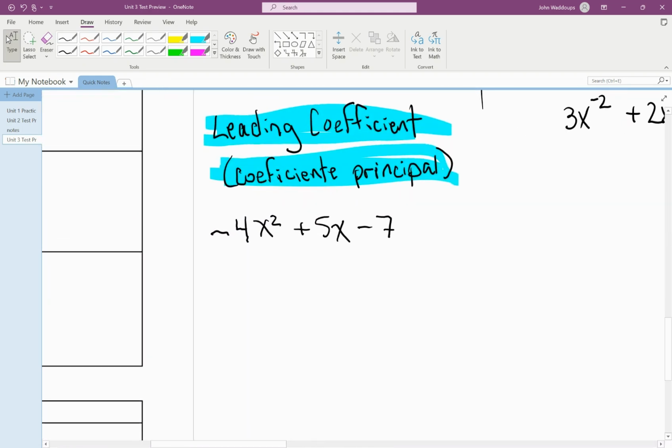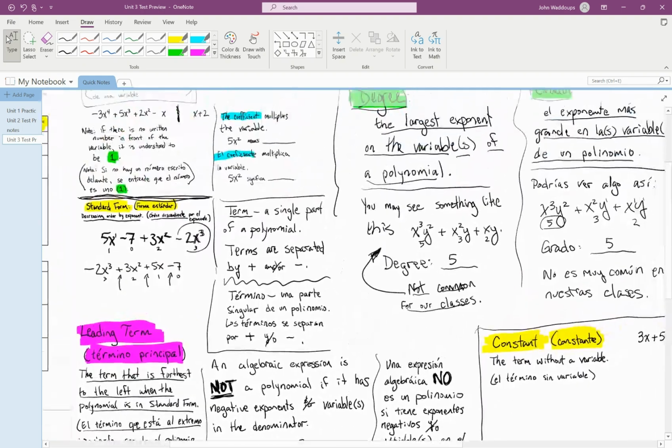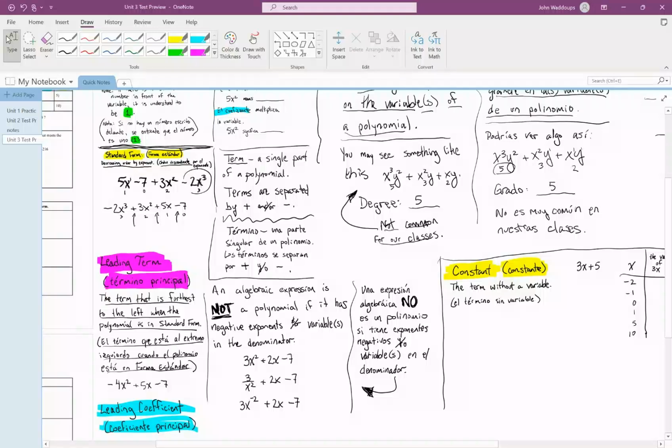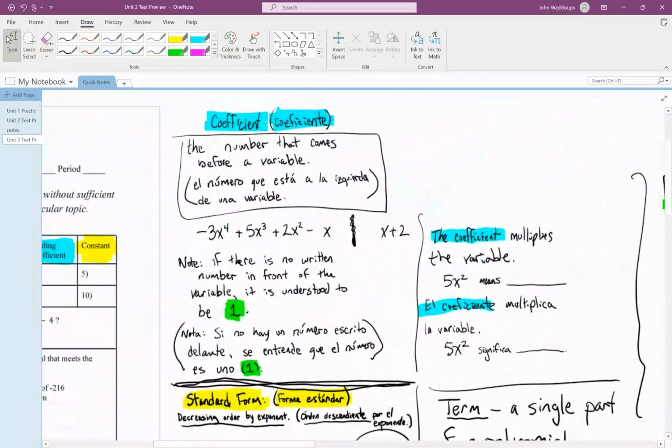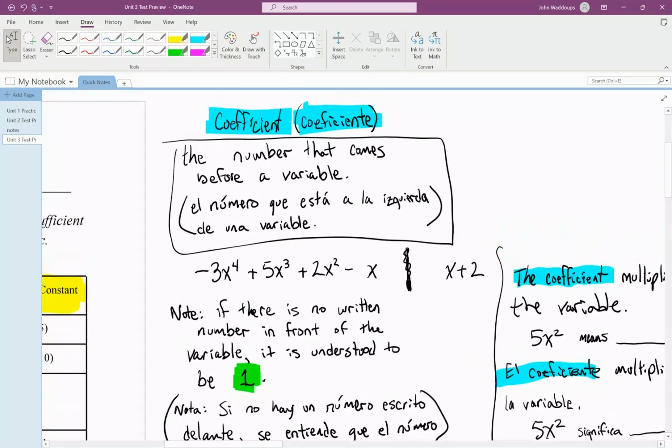So the leading coefficient, or el coeficiente principal, is just the first coefficient. Now the coefficient, we need to understand what's coefficient. The coefficient is the number that comes before a variable. O el número que está a la izquierda de una variable. So here, for example, the coefficient is negative 3, 5, and 2. El número que está a la izquierda de una variable, aquí menos 3, 5 y 2.